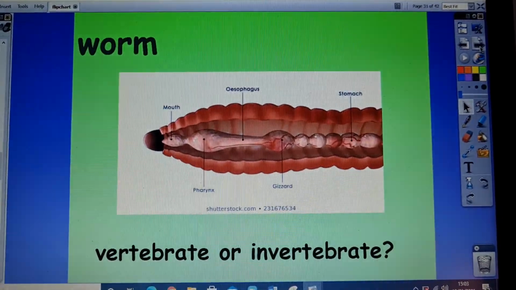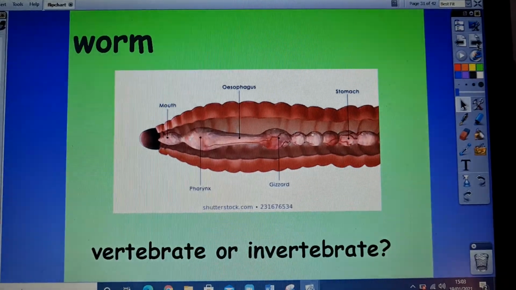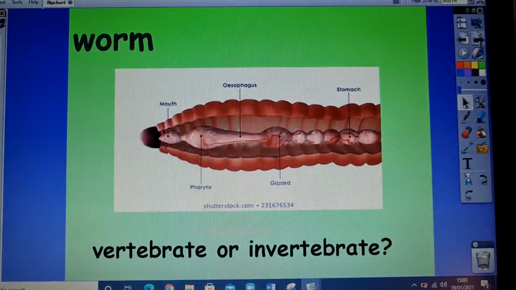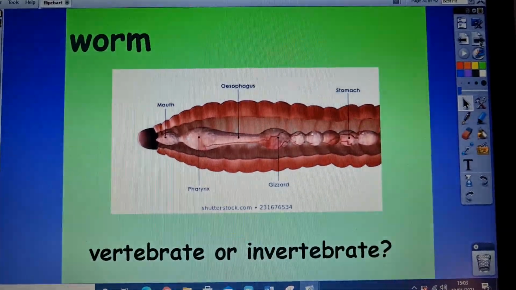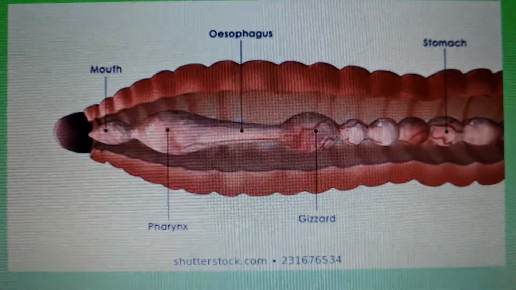So next we've got a worm. So is a worm a vertebrate or an invertebrate? Well done, it's an invertebrate. There is no skeleton. And this is what is inside of a worm.